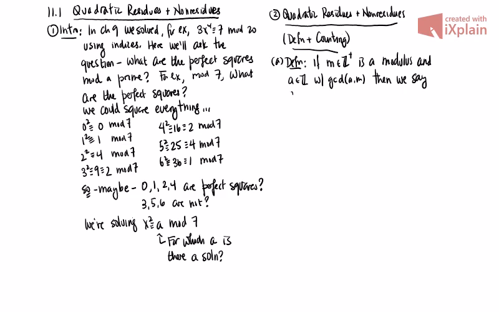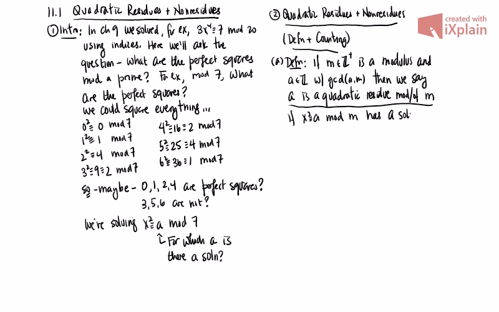So then we say that a is a quadratic residue, and we can either say mod m or of m. Both terms are used. So this is if x squared is congruent to a mod m has a solution. In other words, if it is a perfect square, then we say it's a quadratic residue. And then we'll say that a is a quadratic non-residue.